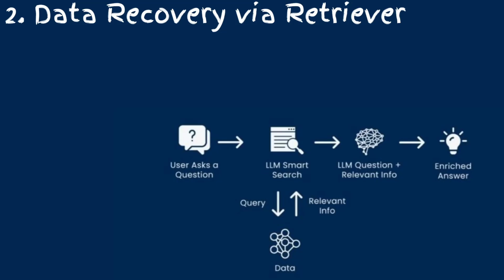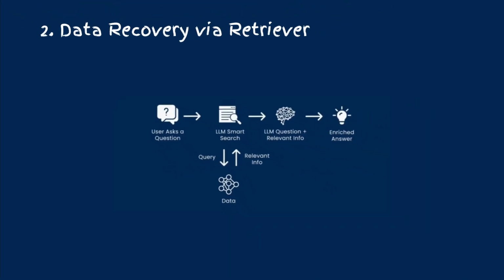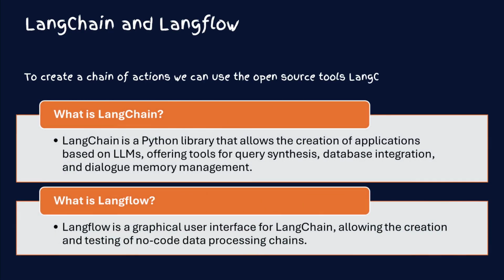So what techniques do retrievers use? Now that we understand how RAG loads and retrieves data, let's talk about how we can actually build a RAG system efficiently. So instead of coding everything from scratch, we can use powerful open source frameworks that simplify the process. Two of the most popular tools for building RAG pipelines are LangChain and LangFlow.